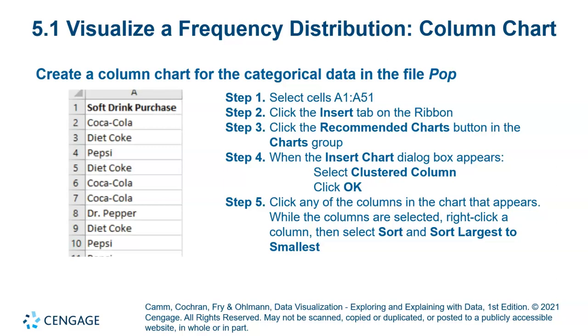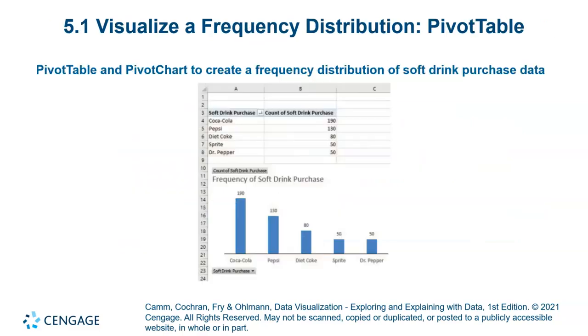Then you can click any column in the chart that appears while the columns are selected, and then if you right click on any column, you can select the sort option, or you can click on the sort largest to smallest option to make it sorted descending or ascending. So this is one of the frequency distributions.